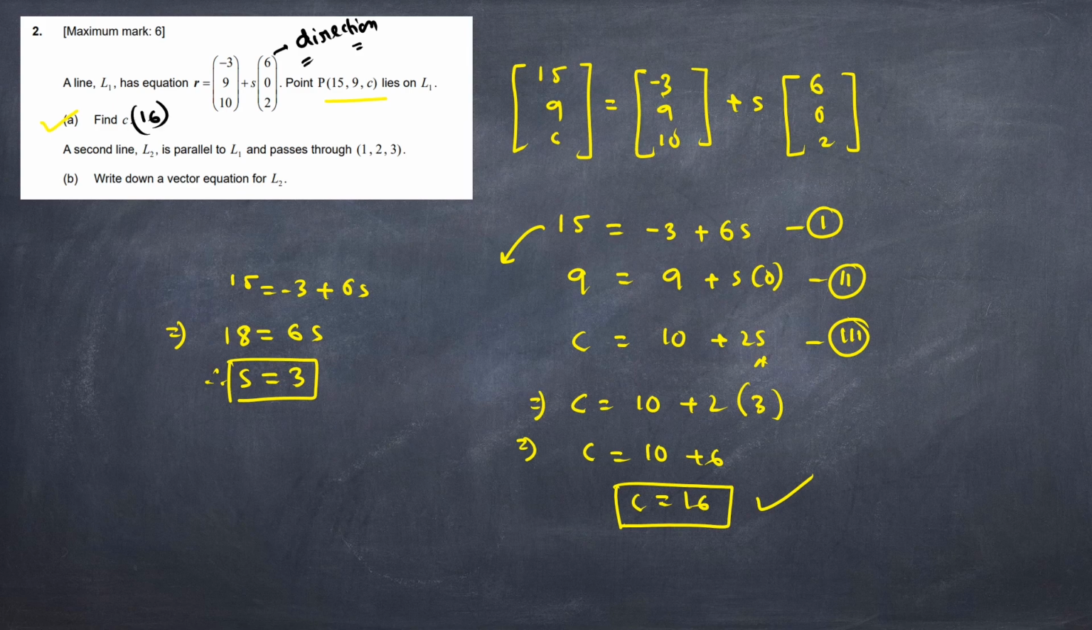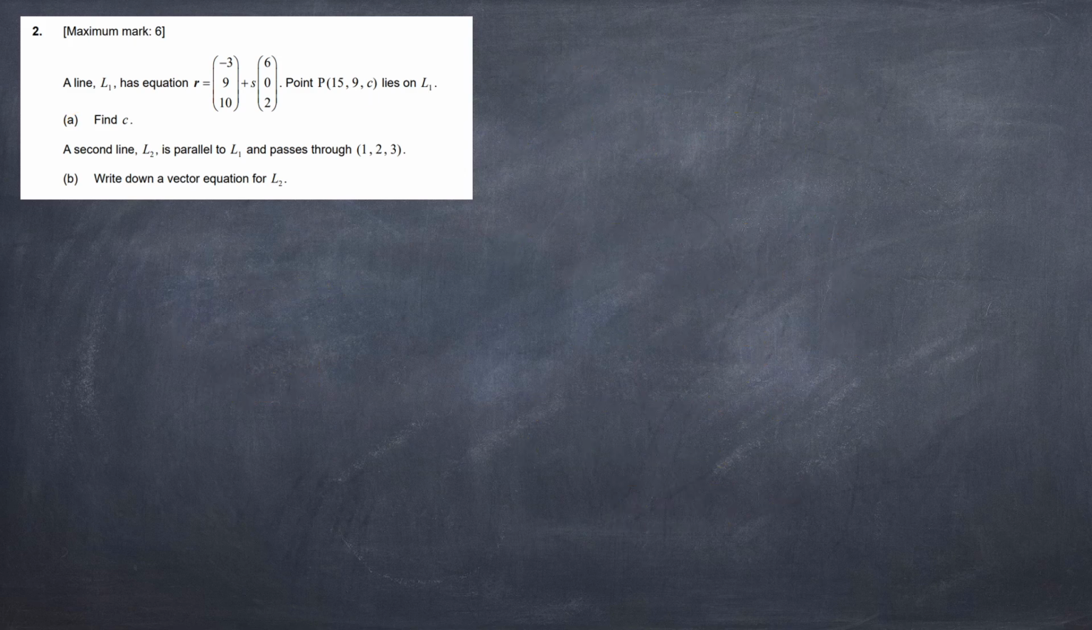Now we will move towards the next question. It is also a very simple question. Just you need to remember the direction vector part. Okay. So now the last part of this question is: write down a vector equation for L2. What is L2? L2 is a parallel line to L1 and passes through the point 1, 2, 3.